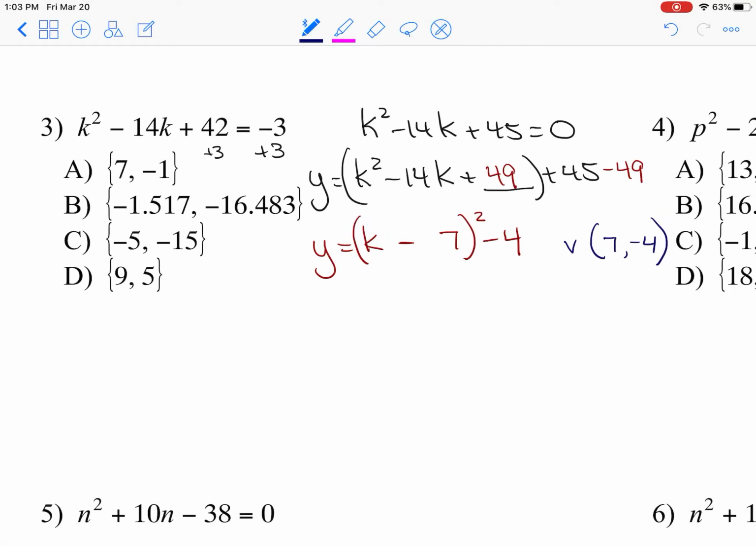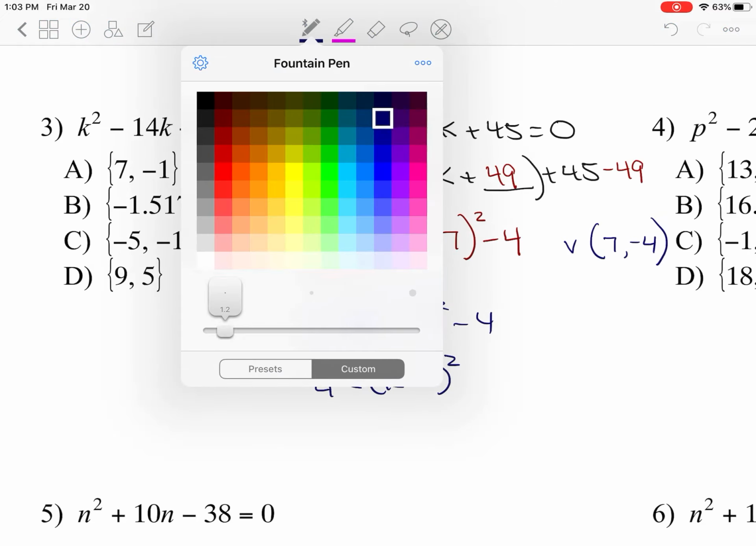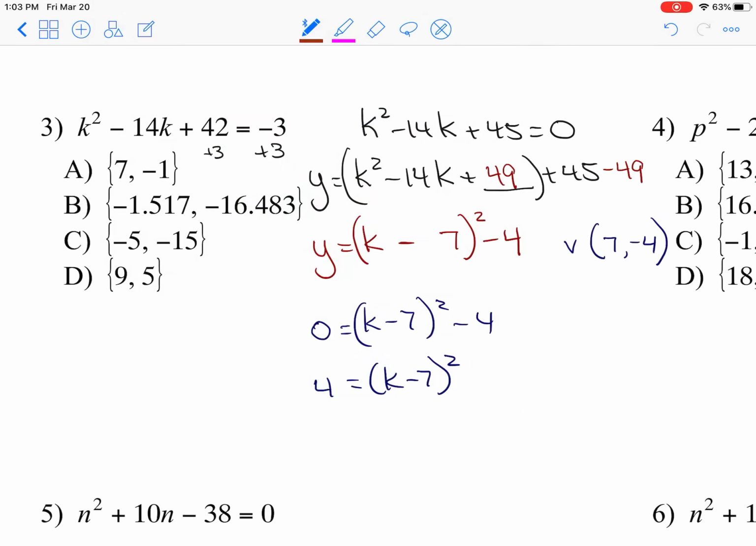And then I'm going to solve. So remember when I solved, I went back and I changed back from my y to my 0. Add 4 to both sides. Take the square root of both sides. And I get plus or minus 2 is equal to k minus 7. And just split that up.